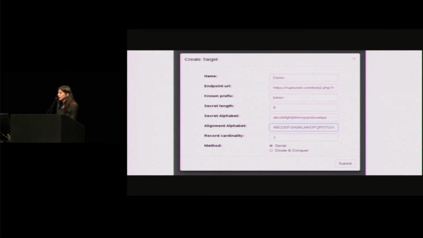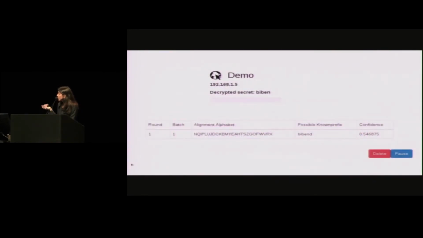Record cardinality is a TLS parameter, and we have two methods, serial and divide and conquer. Serial is slower but gives better results, whereas divide and conquer is faster, but we may need more data. It may not result in as good as the serial method. And after a while, the attacker sees this. These are the first results.